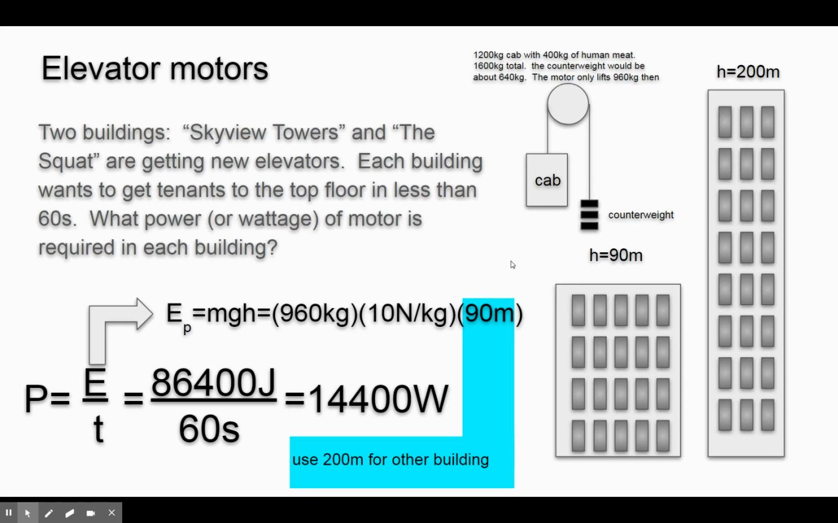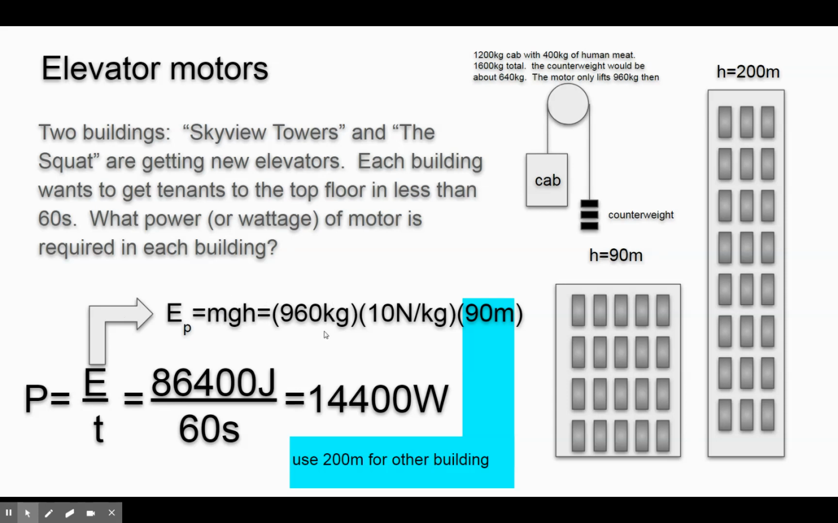Now, an elevator problem is about the most advanced power problem I could give you. So we've got two buildings, the Skyview Towers and the Squats, and they're getting new elevators. Each building wants to get tenants to the top floor in less than 60 seconds. What power or wattage of the motor is required in each building? Once again, the formula is power is energy over time. But we have to compute the power by getting the energy, and the energy is mass times gravity times height.